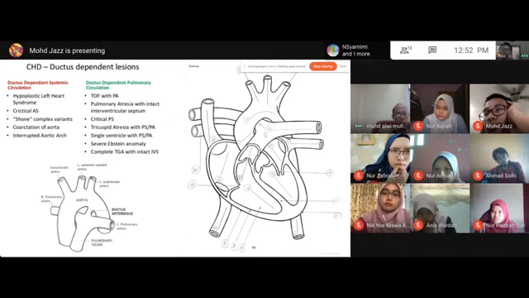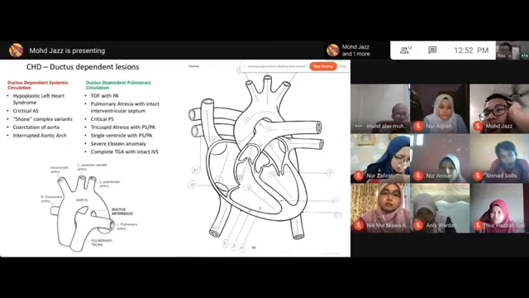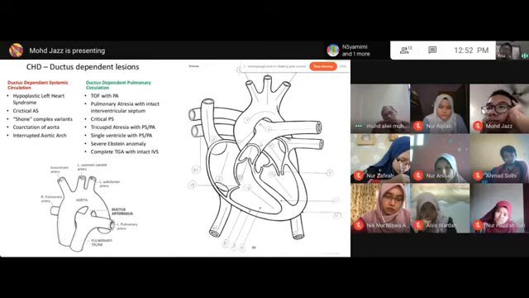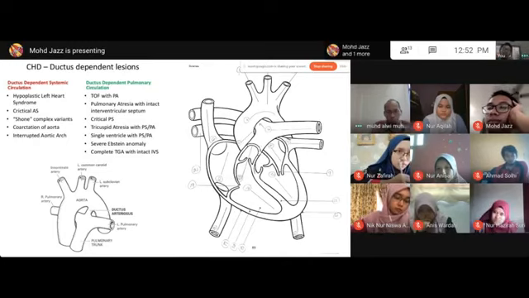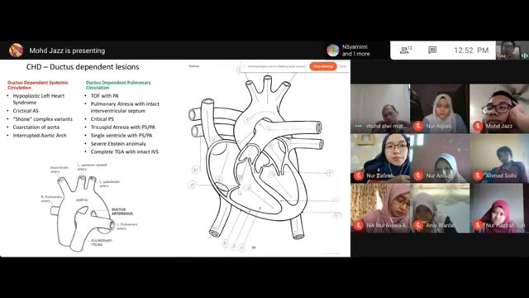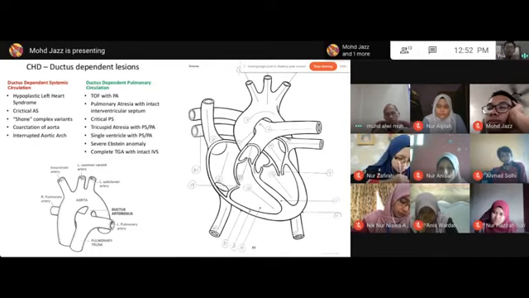Okay, now we look into the Epstein anomaly. So Epstein anomaly, as the doctor mentioned just now, is the abnormality of the tricuspid valve. The tricuspid valve has three leaflets: the anterior, posterior, and septal leaflet. In this Epstein anomaly, there will be apical displacement. In other words, there will be downward displacement of the septal and also the posterior valvular leaflet.